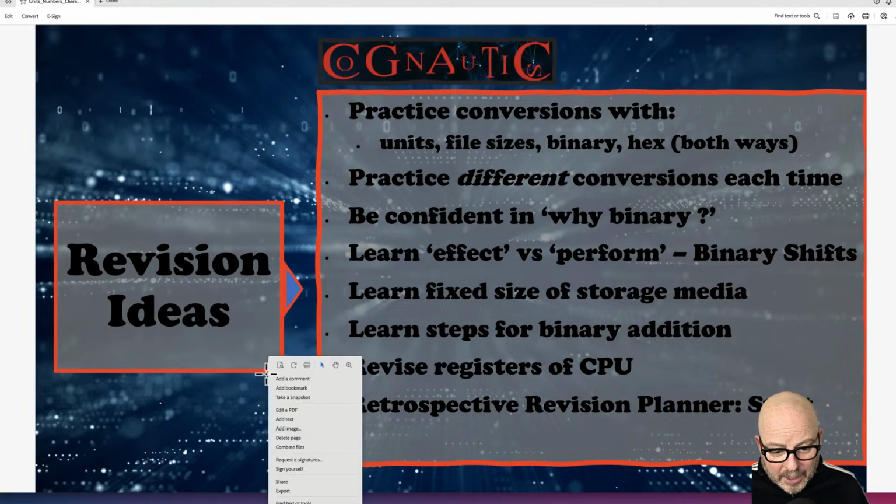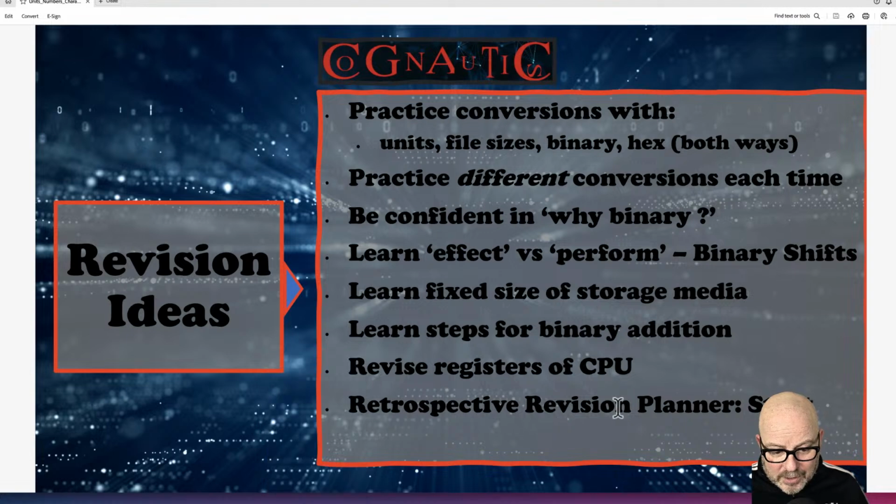Okay, learn the steps of binary addition, revise those registers, and actually I'll give out the revision planner to all of you next time.